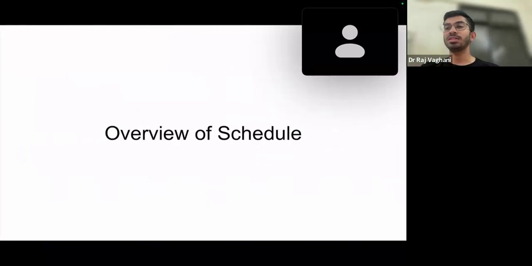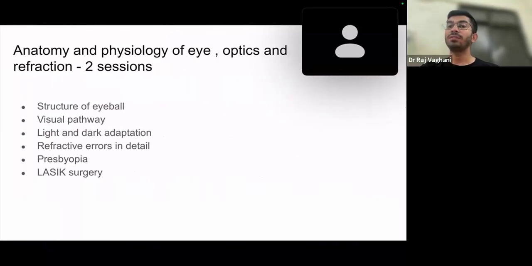Right now we are seeing how we will proceed with the subject further. Basically we'll have the following subheadings: anatomy and physiology of the eye, optics and refraction. That will be in 2 sessions. That will include structure of the eyeball, visual pathway, topics like light and dark adaptation, refractive errors in detail, like myopia, hypermetropia, presbyopia, and details about LASIK surgery. So this will all be covered in the anatomy and physiology part. This is very important to develop a conceptual base for further classes.